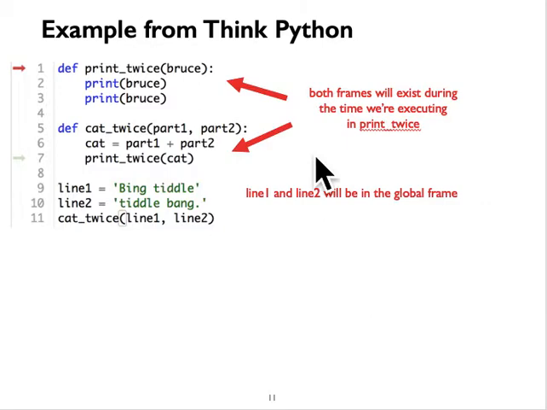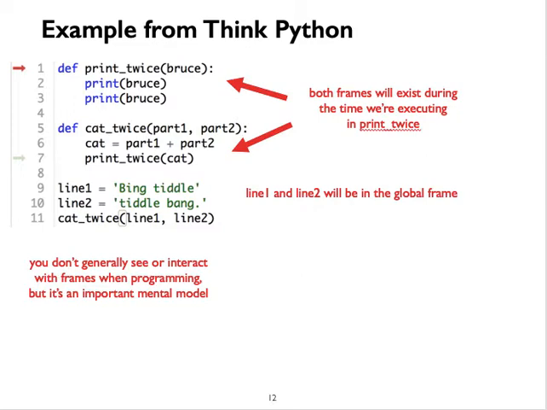When we get to cat twice, we call print twice. During that moment, there will be two frames added to the global frame, one for each function call, because print twice will be called from within cat twice.